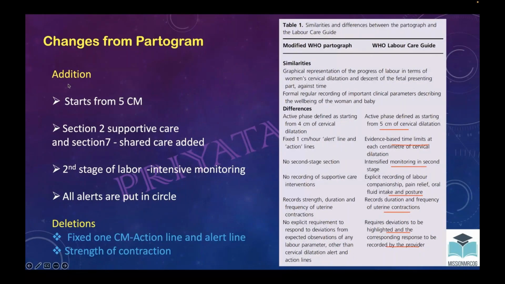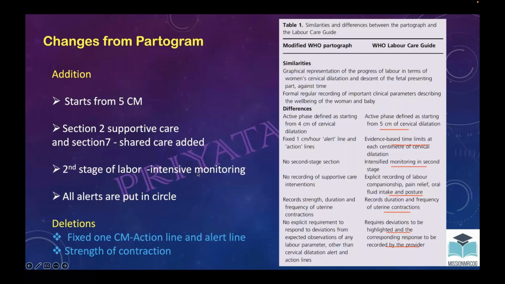Now it starts at 5 centimeter. The reason I have explained. Section 2 of supportive care and section 7 of shared care have been newly added. Another, the second stage of labor is added, and there is intensive monitoring in the second stage. Alert circles. These are the additions from the WHO partogram that have been done in the labor care guide.